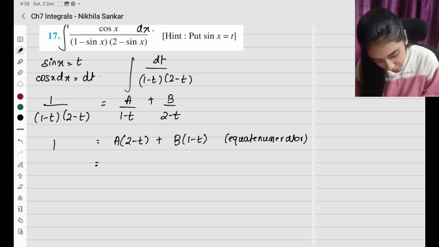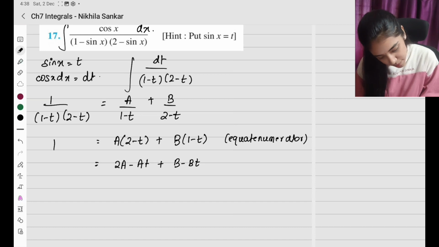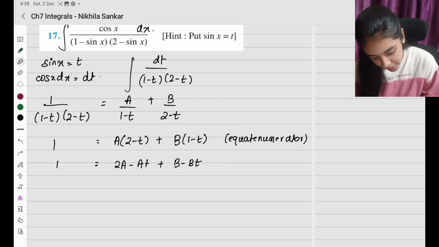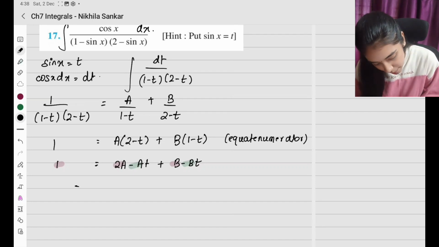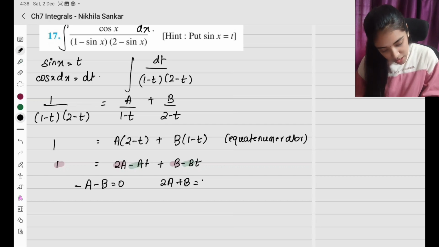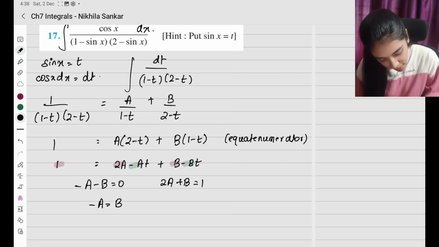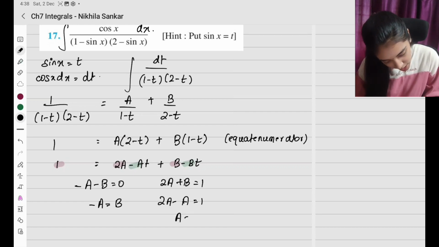When I multiply, 2a minus at plus b minus bt equals 1. I can equate 2a plus b to 1, and I can equate minus a minus b to 0, because there is no t term coefficient on the right. So I have minus a minus b equals 0, 2a plus b equals 1. From this, minus a equals b. When I substitute that here, I can write b to be minus a. So 2a minus a equals 1, a equals 1. So b equals minus 1.